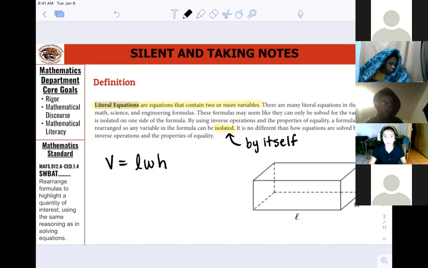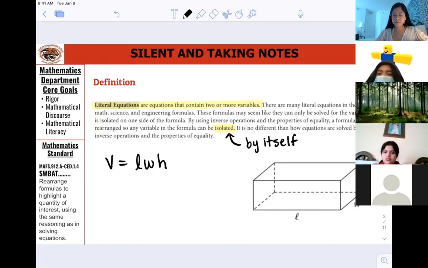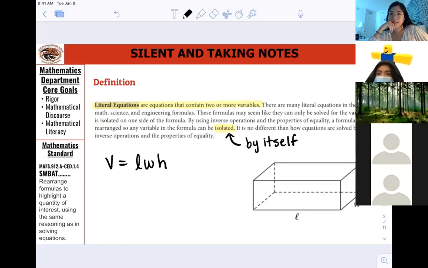Think about the formulas you've learned before in other math classes. The formula for a triangle. Good, for a triangle. Let's write it down. And I saw, Alyssa, I saw yours in the chat, so we'll write that down too. So what's the one for a triangle? Do you remember? Base times height divided by 2. Good, perfect. 1/2 base times height. That's the area of a triangle. That's another perfect literal equation because it has 2 or more variables.